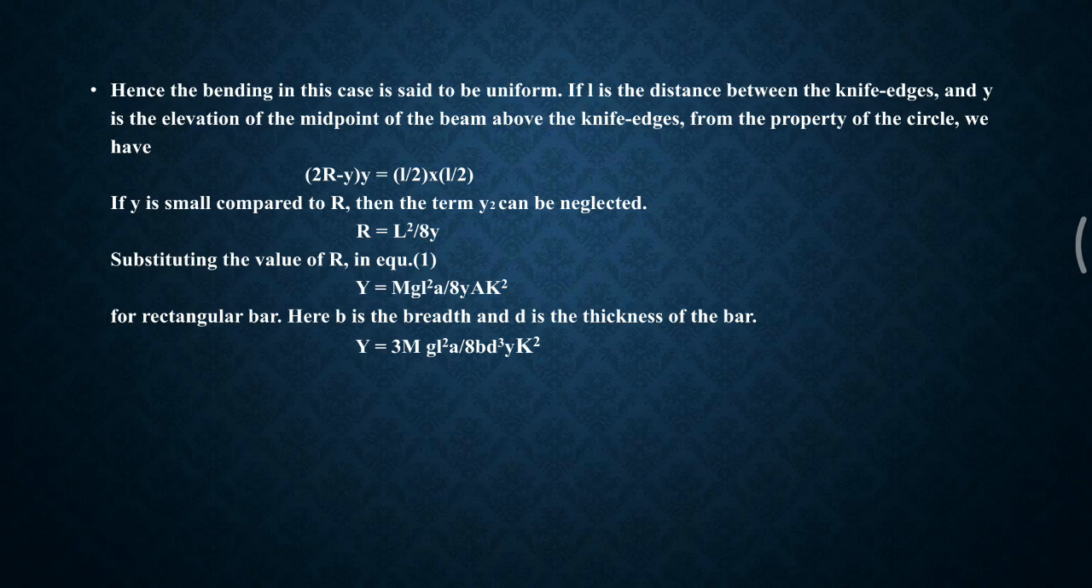8yAk square. Then for rectangular cross section, if b is the breadth and d is the thickness of the bar, then the area of cross section of the rectangular bar is given by A is equal to bd cube by 3. Then when we substitute bd cube divided by 3 in place of capital A, we get this particular expression of the Young's modulus as Y is equal to 3mgL square a divided by 8bd cube into yk square, which happens to be an expression for Young's modulus.